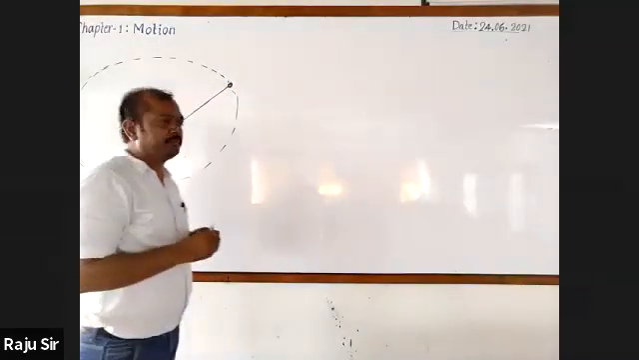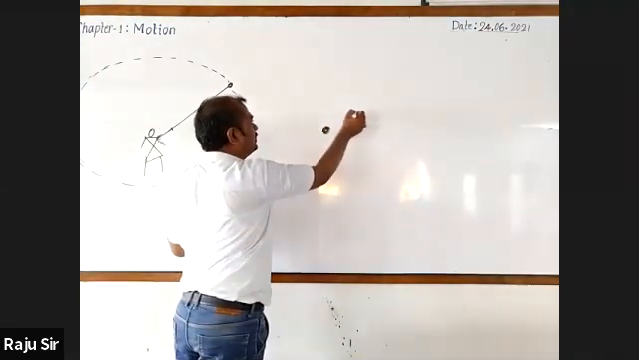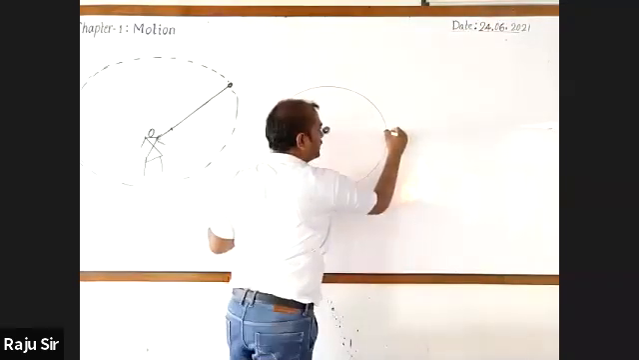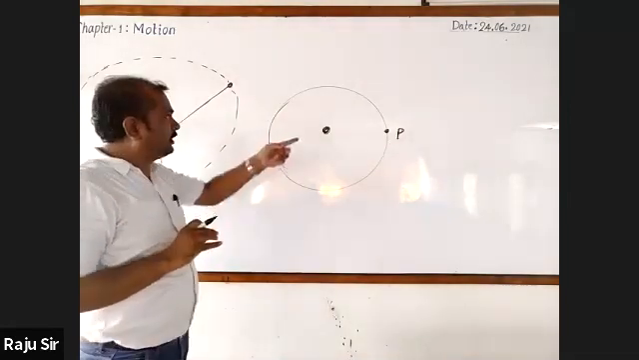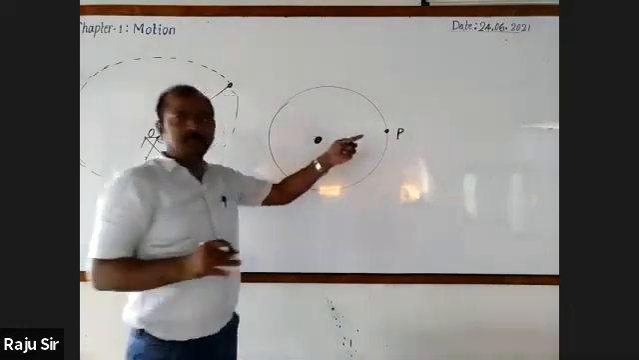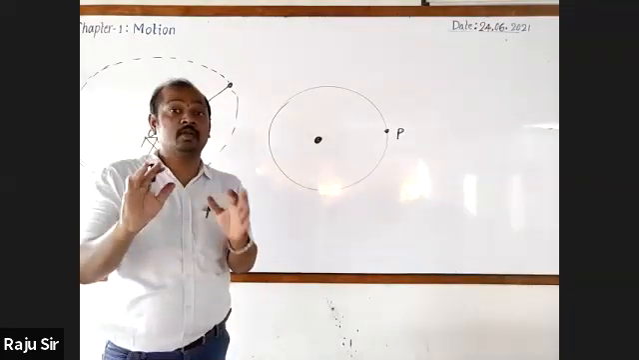Now I am going to take again the same example. Here is the sun and a planet is revolving around it, and this is the planet. Now you tell whether the planet is experiencing accelerated motion or non-accelerated motion. Accelerated motion. How do you say that? Sir, because there is a change in velocity, in the direction of velocity.